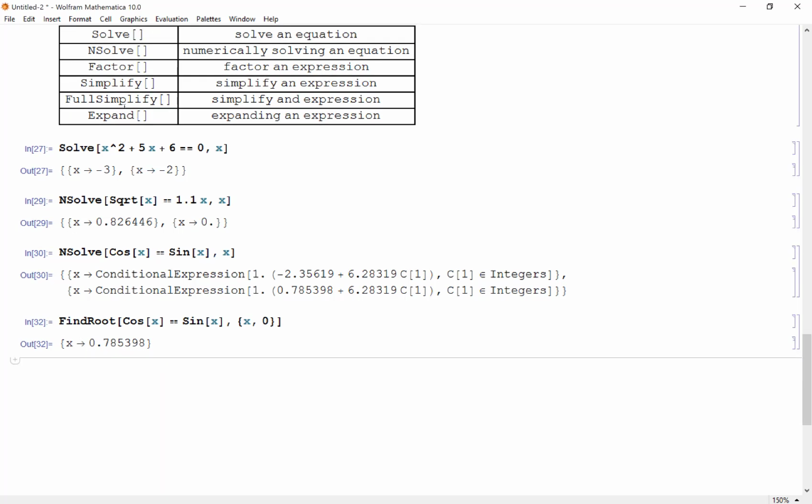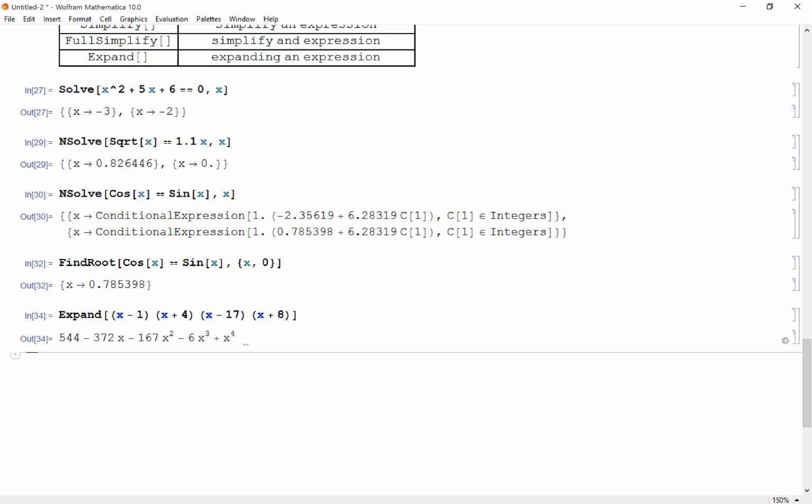Okay, now these other functions that we have here deal with manipulating algebraic expressions. So let me start with Expand, even though it's at the bottom of my list. Watch what we can do here. Let's say we want to expand out x minus 1 times x plus 4 times x minus 17 times x plus 8. We're going to expand that out. I don't know exactly what that is, but there it is. There's the polynomial, doing all that multiplication for us.